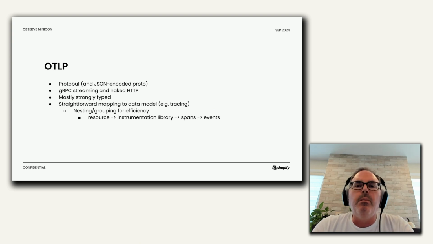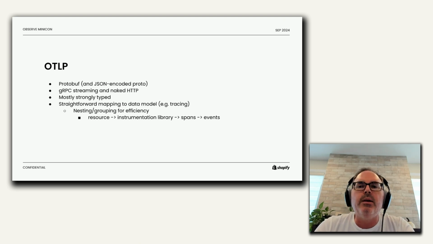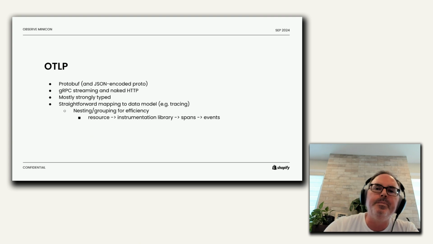The protocol is mostly strongly typed, which aligns with the API. The prominent exceptions are maps and dynamically typed heterogeneous arrays, which the API doesn't support. There's a really straightforward mapping to the data model with nesting and grouping for efficiency. So for tracing, we have events nested under spans, which are grouped by their instrumentation library, and then a resource is at the top level of the batch.